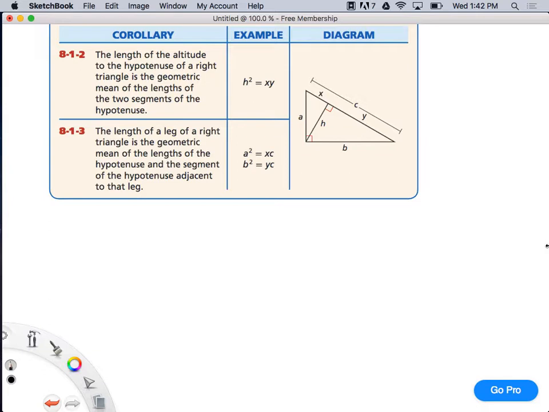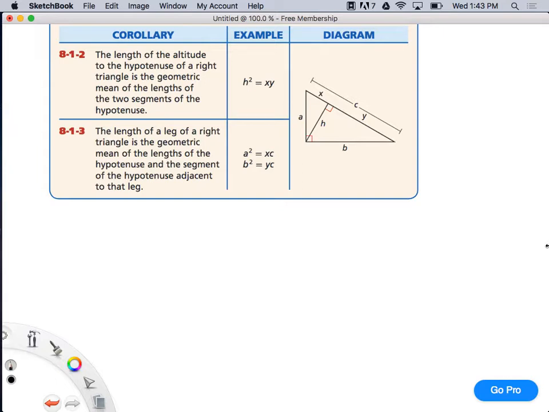Now, what about this one? What if I want to solve for B? Well, look. You see how Y and B are both on the same side of the altitude? Are they congruent? They're not congruent. I'm just color coding it so you guys can learn this more easily. B equals the square root of not XC, because X is on the same side as A, so A is the square root of XC. B is the square root of YC. Does that make sense to you guys? You see how you can remember it? YC. B is the square root of YC.